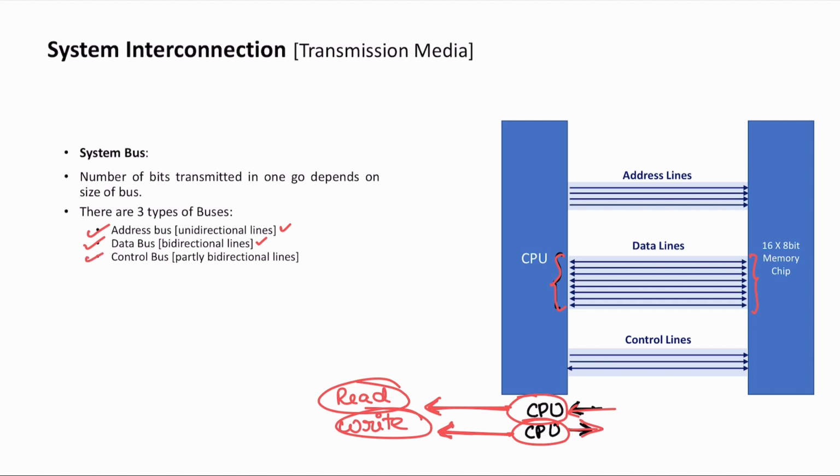So the control bus is a little bit different. The control bus will be having both the things. It will be having unidirectional lines as well as bidirectional lines. Okay, it will be having both the things.